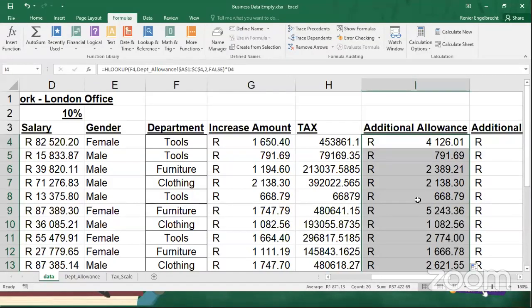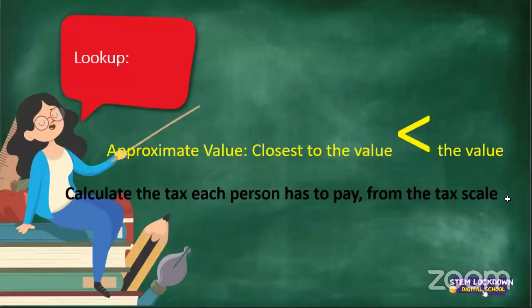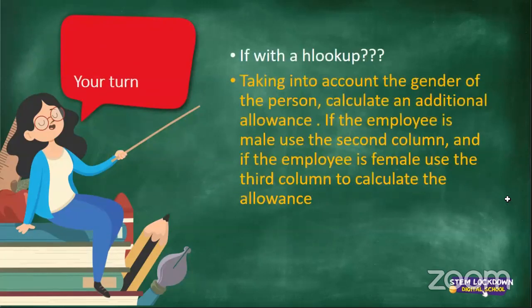Right. If we go on with our PowerPoints, there we go. Okay, here's a nice one. Take into account the gender of the person. Calculate an additional allowance. If the employee is male, use the second column. And if the employee is female, use the third column to calculate the allowance.